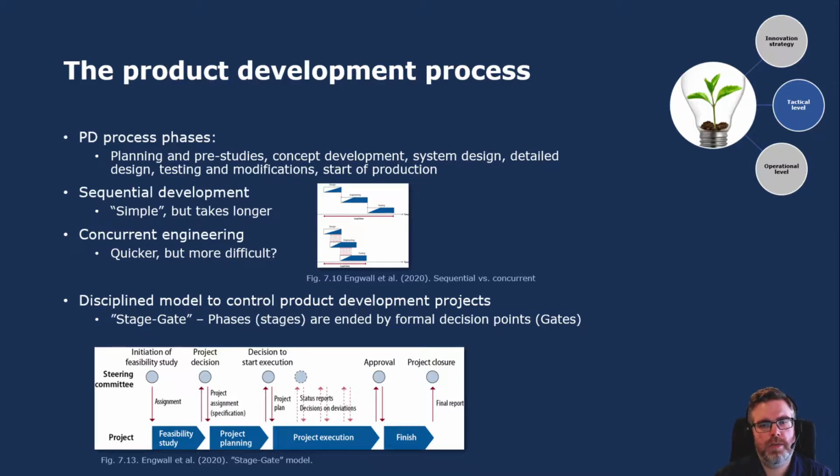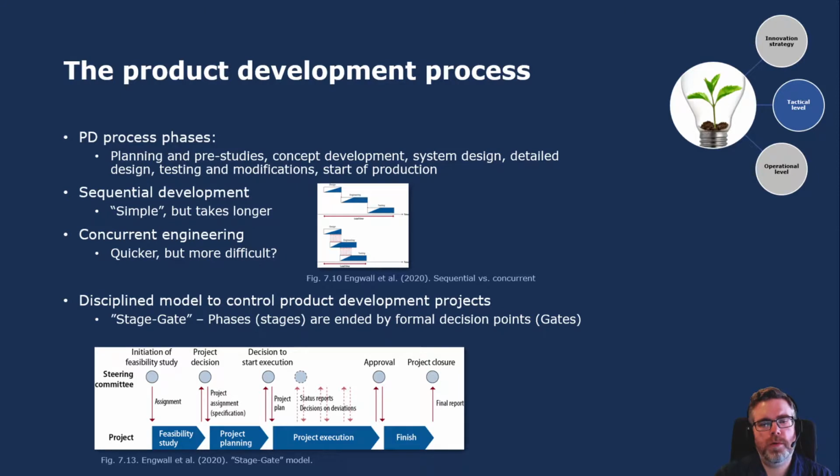And by doing that, we can shorten the lead time it takes for us to get the product onto the market. And this is competing with the traditional, let's say, sequential approach to development, which is more simple but takes longer time. So the concurrent engineering approach is definitely more demanding, challenging for the company, but is also quicker. So this is discussed in the chapter.